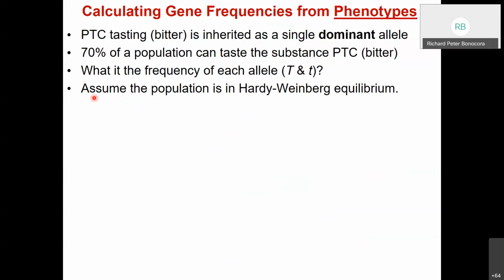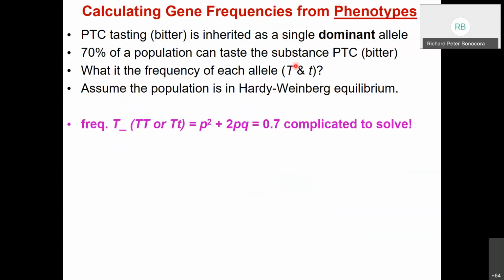So again, we'll make the assumption of Hardy-Weinberg equilibrium. I'm using capital T for the dominant allele, lowercase t for the recessive allele. This is what I was saying. If we look at the frequency of the dominant phenotype, which can be defined by two different genotypes, we get this equation, which is equal to 0.7. Going through and solving this is not going to be simple.